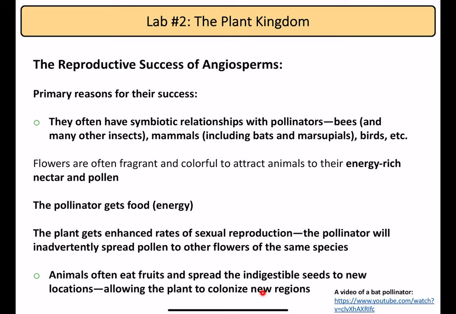Then lastly, in the bottom right, I have just a video. I could have picked dozens of videos, but I picked a bat. So it's a picture of a bat acting as a pollinator and doing so at night. And you can see how that works. And they talk about the symbiotic relationship between the bat and its plant that it pollinates.